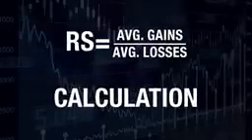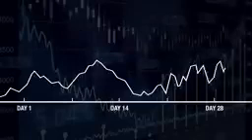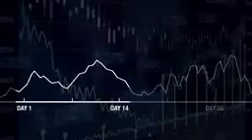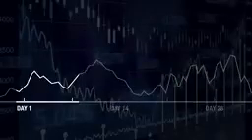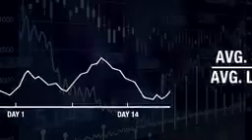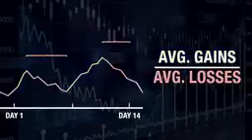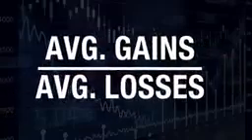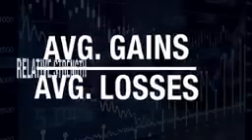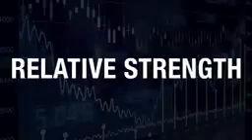Let's start by calculating RSI. First, identify a previous time period to use. A time period is generally 14 days, but can be shorter or longer. Next, add up the average gains and divide by the average losses during your chosen time period. The calculation solution, or value, is referred to as relative strength.